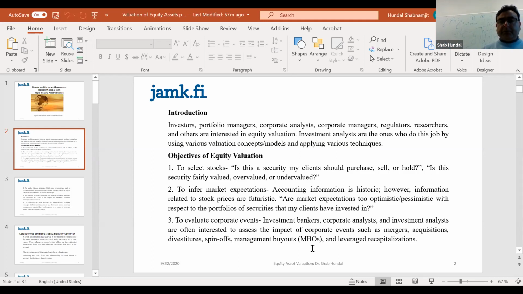Okay? And the leveraged recapitalization is when a company is heavily moving away from equity to debt. But even at that time, the company issues some new stock, maybe to the existing shareholders. That is called leveraged recapitalization. So you are basically borrowing and buying the equity. So these are the big events in the life cycle of a company, and when these things happen, they have a big impact on the company's stock price.